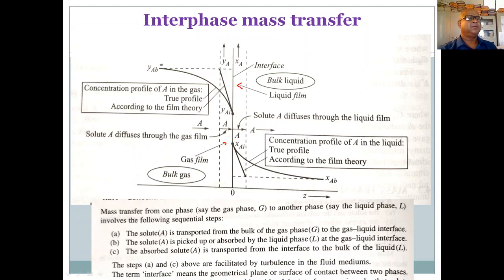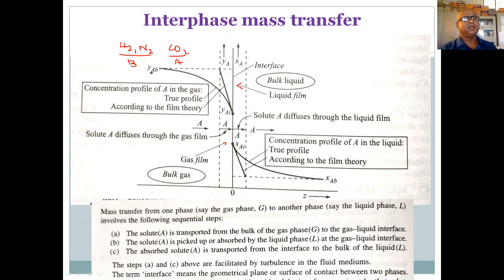Now the solute is A. So if you take hydrogen, nitrogen, carbon dioxide, if I consider this one as A, this is diffusing, and this is not diffusing, this will be considered B. So in this case carbon dioxide, YAB, bulk concentration.